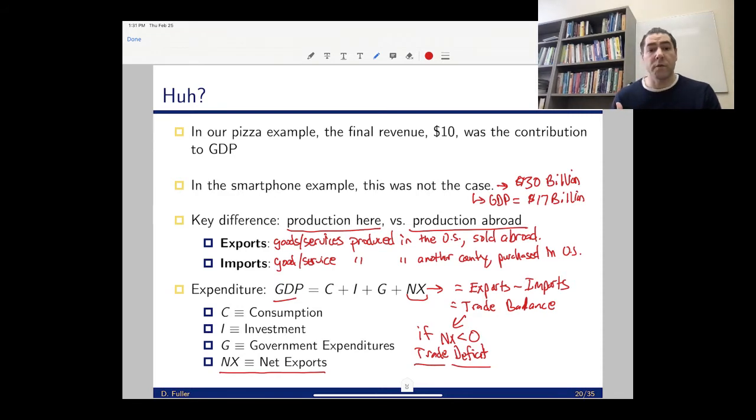So when you see me referring to a trade deficit, that means that imports are greater than exports, so that net exports is negative. Our trade balance is negative. If the trade balance is positive, we have a trade surplus. We are exporting more than we're importing. So those are some of the terms that we use to discuss our trade with other countries. Exports minus imports. When that's positive, it's a trade surplus. When it's negative, it's a trade deficit.